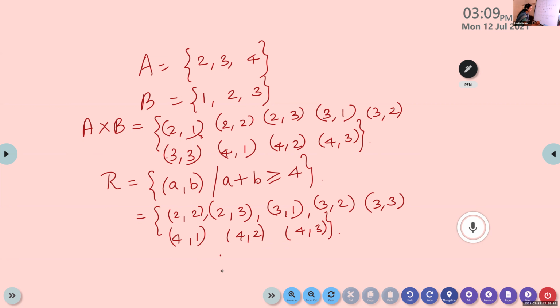So look here. Clearly, this R is a subset of A cross B. Relation is a subset of a Cartesian product. R is a subset of A cross B. Is it okay, children? Are you able to understand this one? In Cartesian product, we write all the elements. But in relation, we select only those elements which satisfy some condition. Is it okay, children? Tell me, Atulya, is it okay? Pooja? Yes, ma'am. Niranjan?